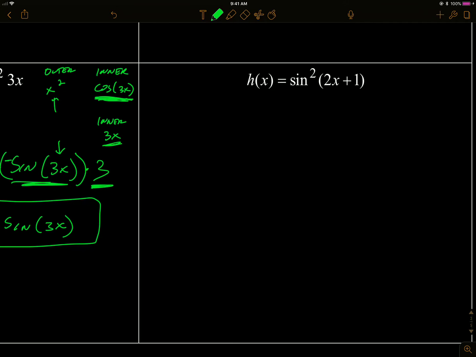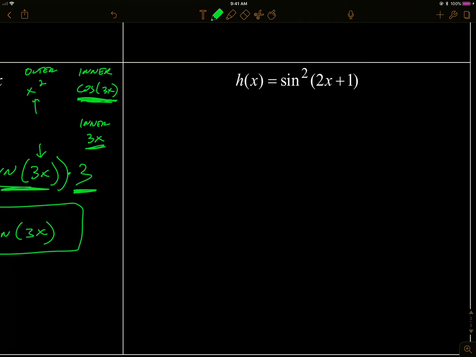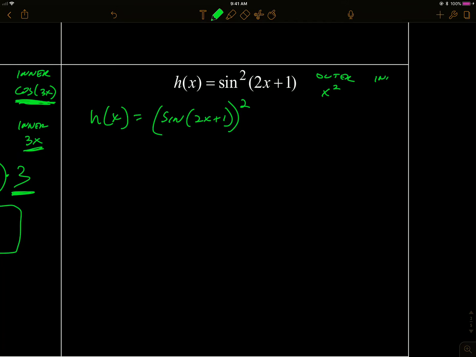Okay, so on this guy, it's more the same. So we've got a rewrite. Whenever I see a trig function to a power, I'm going to think of it as sine of 2x plus 1 to the whole thing squared. So my outer function is x squared. My inner function is sine of 2x plus 1. And again, that's a chain rule in itself. That's a composition of functions with an outer and an inner function.